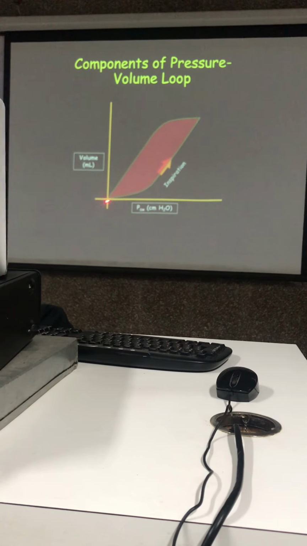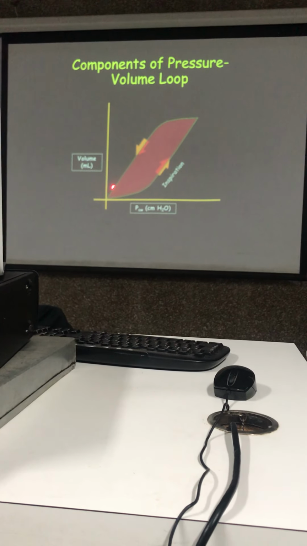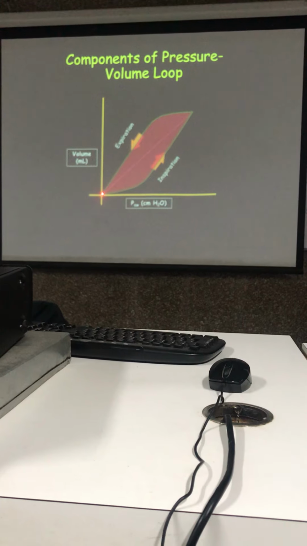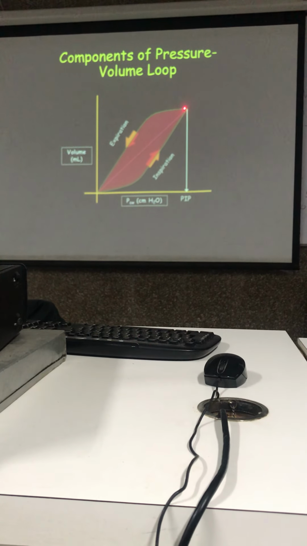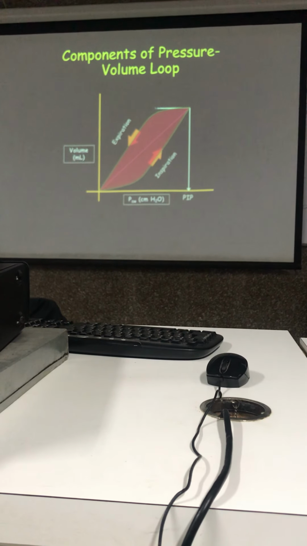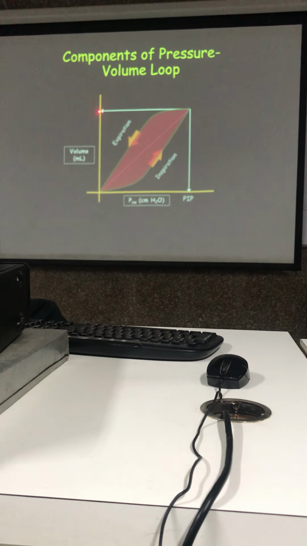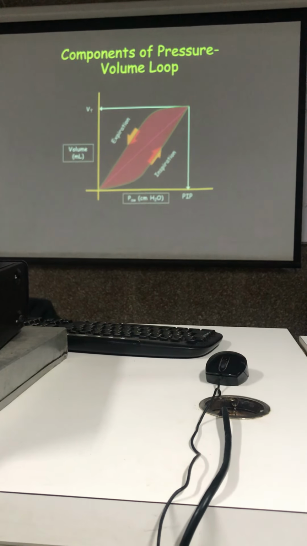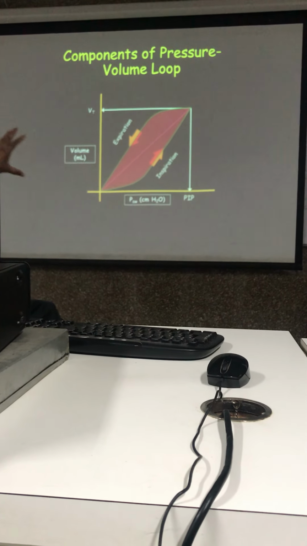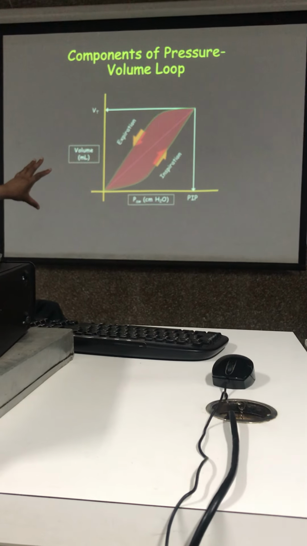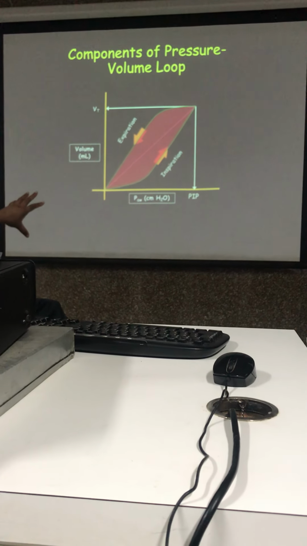So that's the inspiratory limb, that's the expiratory limb. It comes down to baseline zero. And if you draw a line here, now this is the peak inspiratory pressure, okay? And this is the amount of tidal volume that you have given to this patient. By looking at the loop, you are able to say what is the tidal volume of the patient and what is the peak inspiratory pressure, okay?